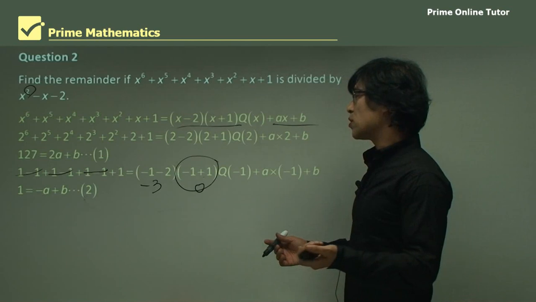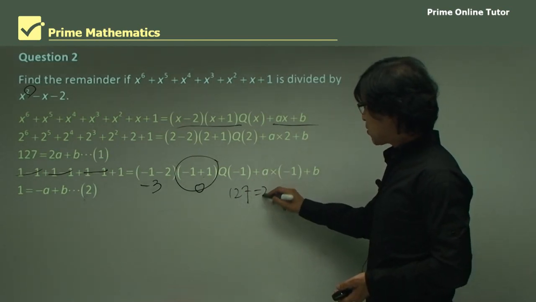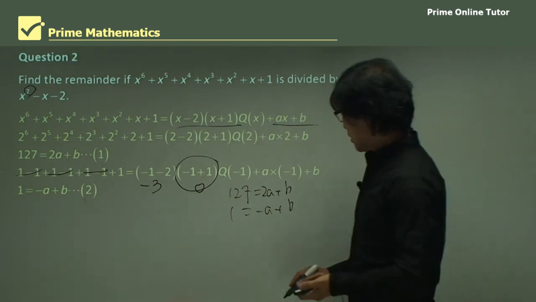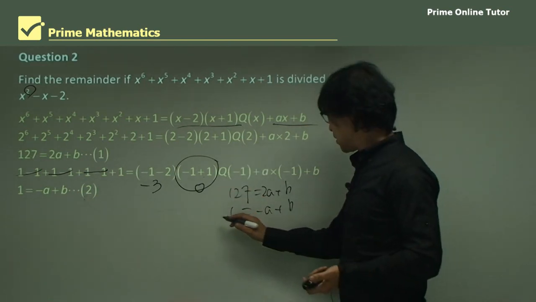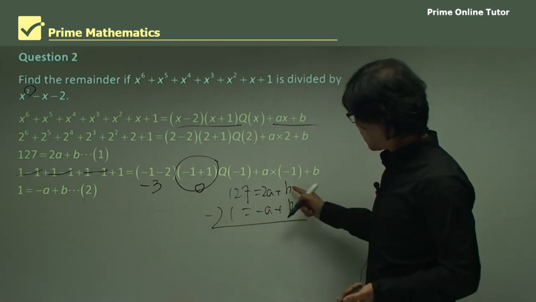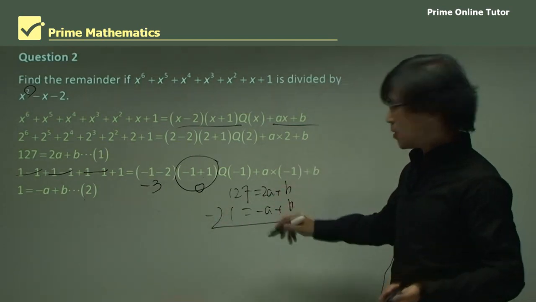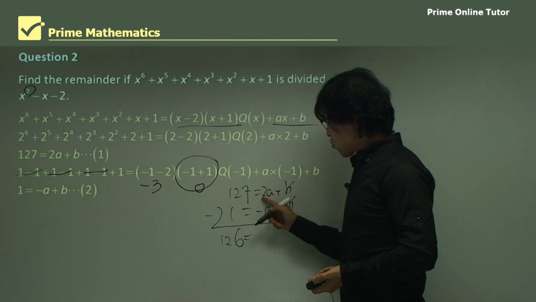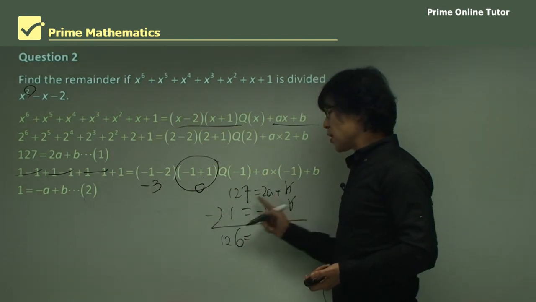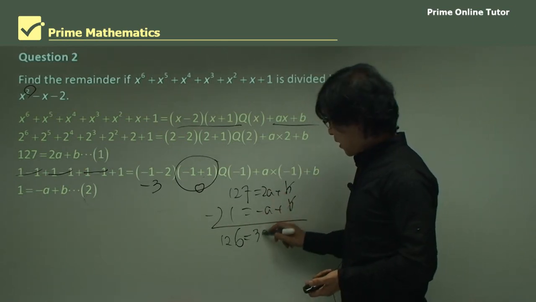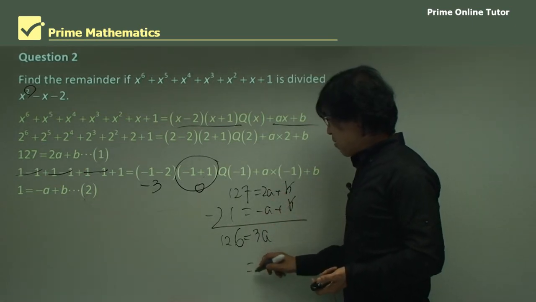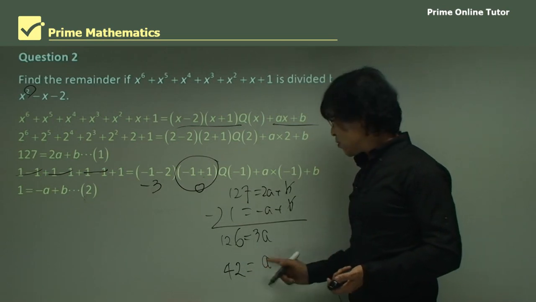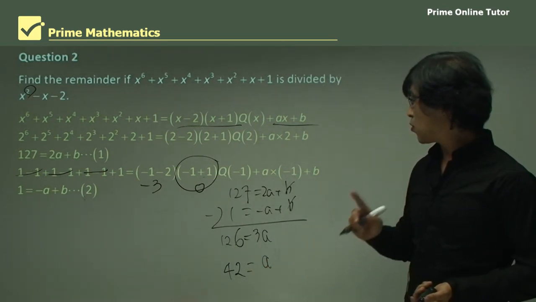As we did before, we do the same thing. Okay, so 127 equals 2a plus b, 1 equals minus a plus b. What do you want to do? You can do anything you want to. Okay, let's say plus, yes. Let's do minus in this case, because minus b will make b disappear. So 127 minus 1 will make 126. 2a minus minus a, which is 2a plus a, becomes 3a. Make sense? Okay, we divide everything by 3. What do you think? 126 divided by 3 is 42. Yes, we finally find the a value. Okay, so a is 42.